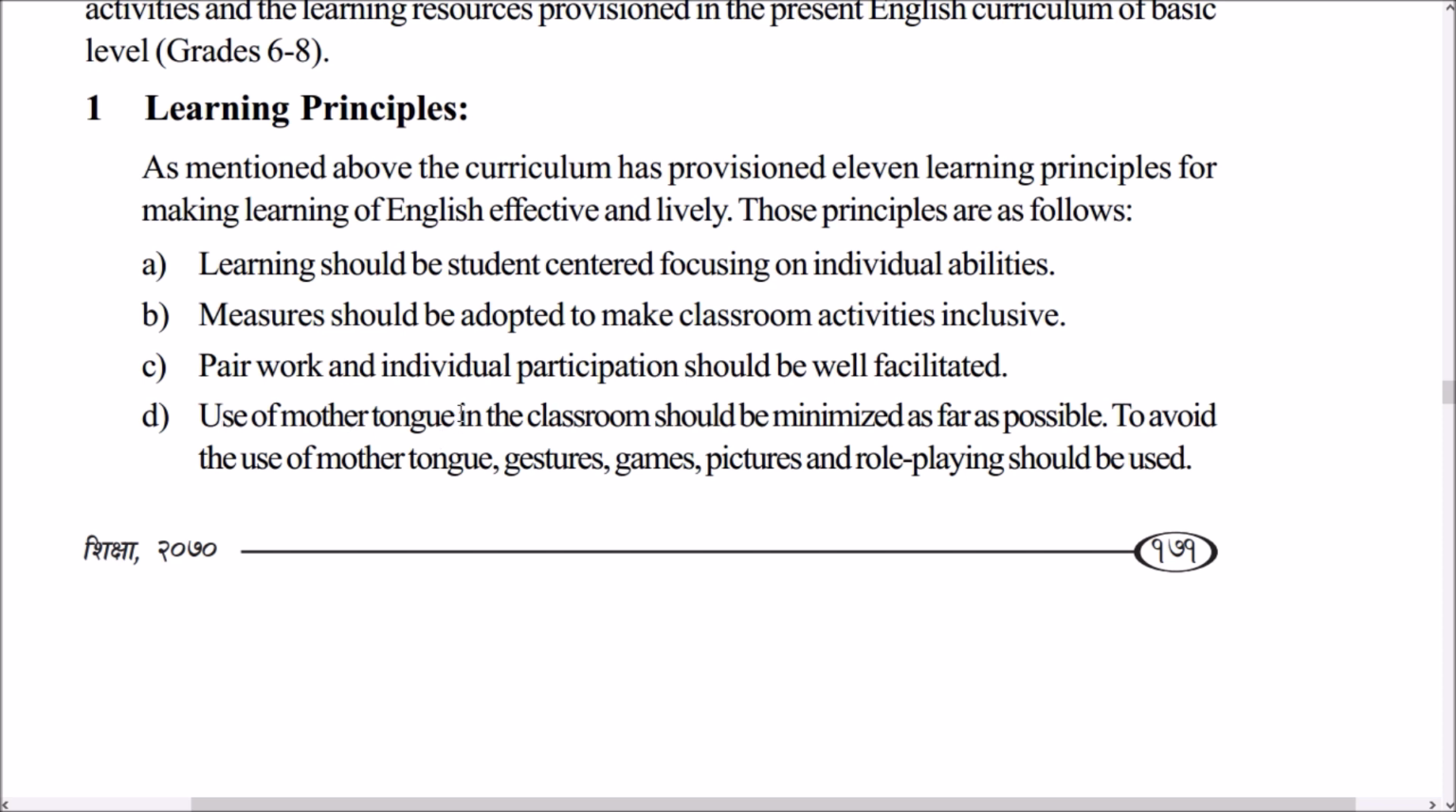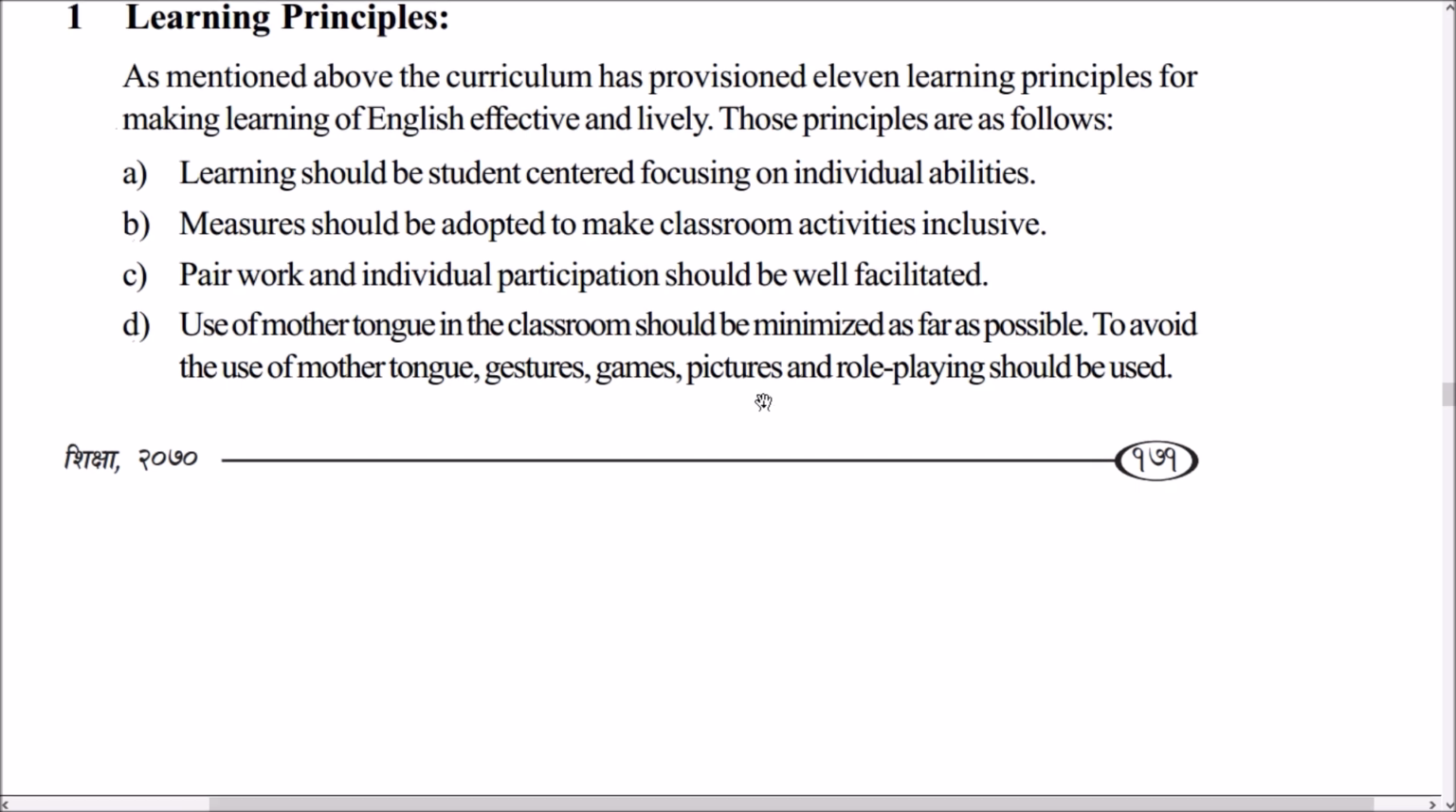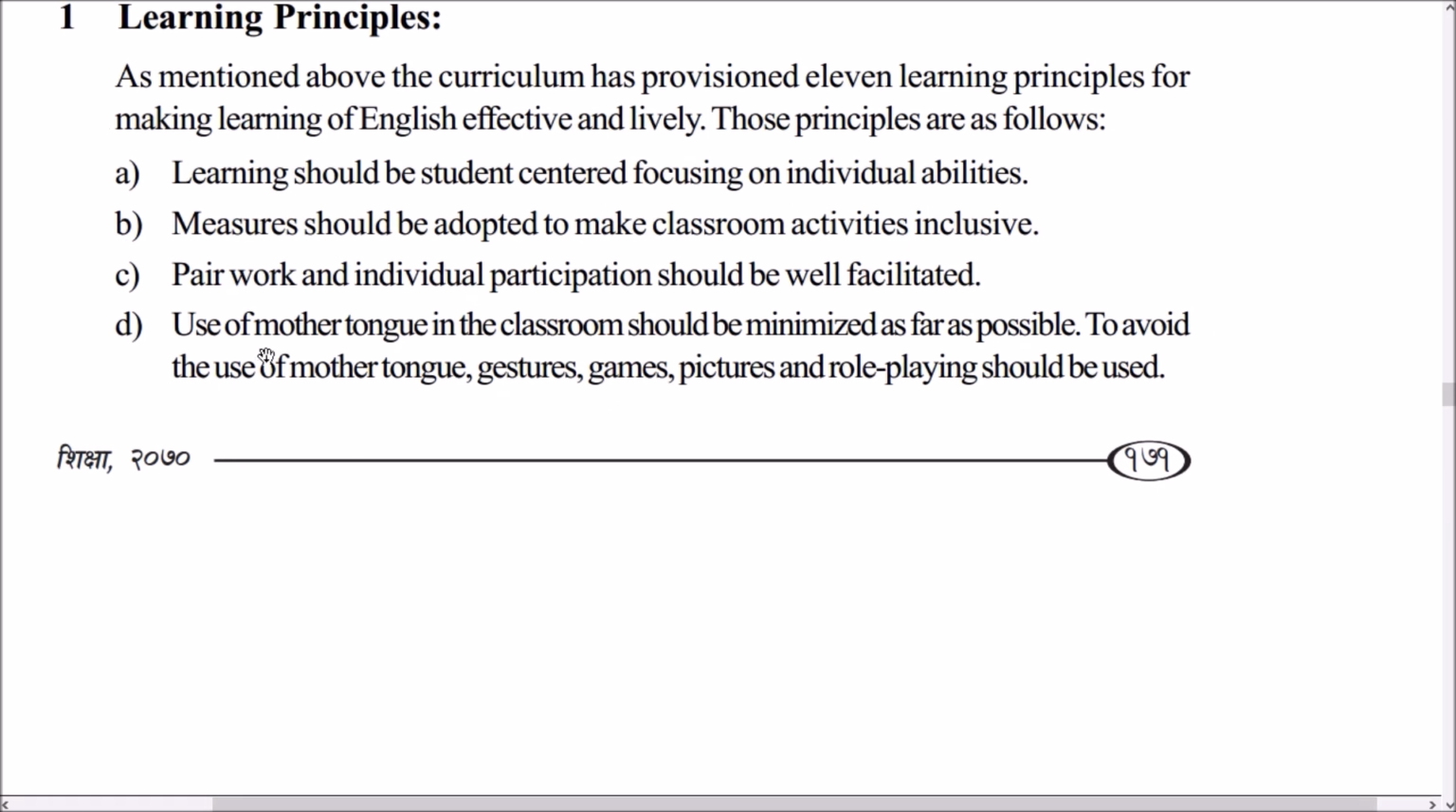Use of mother tongue in the classroom should be minimized as far as possible. To avoid the use of mother tongue, gestures, games, pictures, and role playing should be used. So it gives importance that use of mother tongue should be minimized as far as possible. This does not deny the use of mother tongue in the language classroom, but it says it should be minimized.